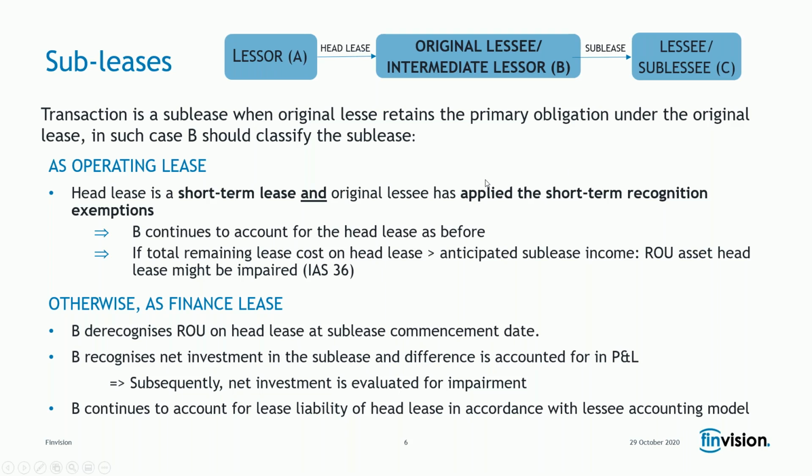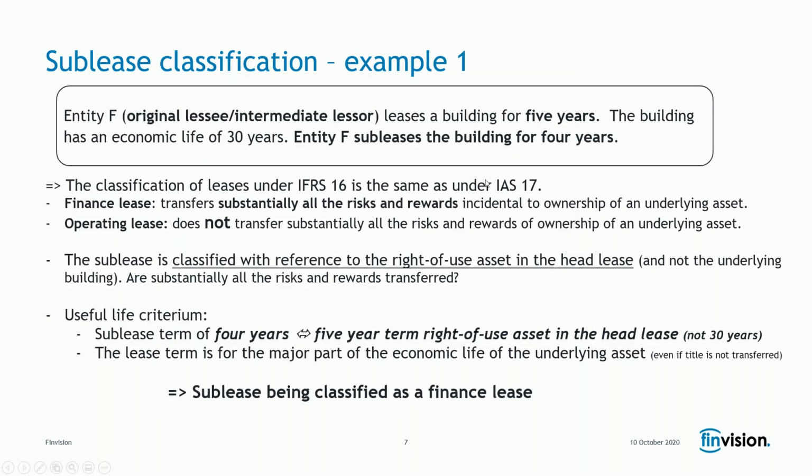Okay, we move further. We have a specific example. An entity which is a lessee on the one side and intermediate lessor leases a building for 5 years, and the useful life of that building is 30 years. On its side, it subleases that building again for 4 years. So for the classification, is it a finance lease or an operating lease as a lessor? Are substantially all the risks and rewards transferred?